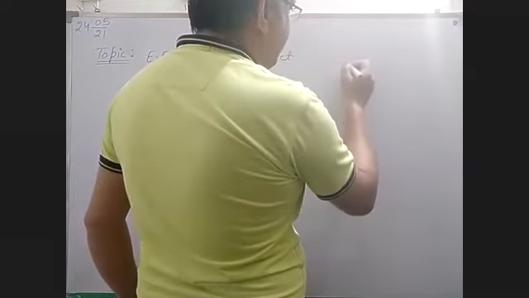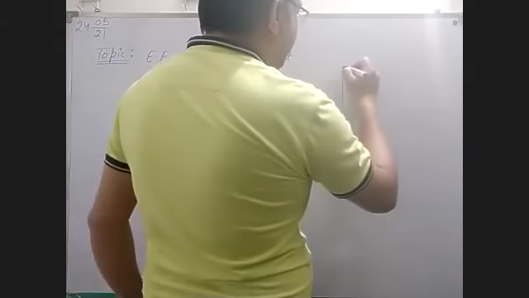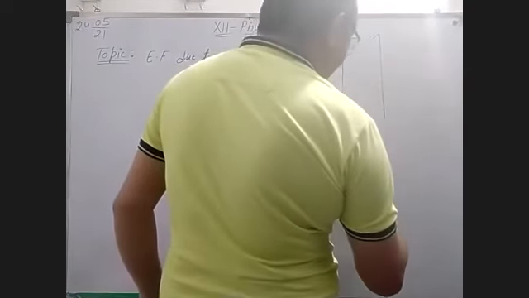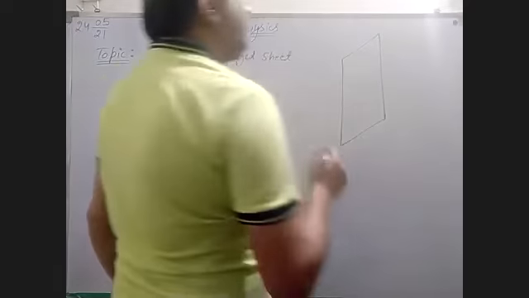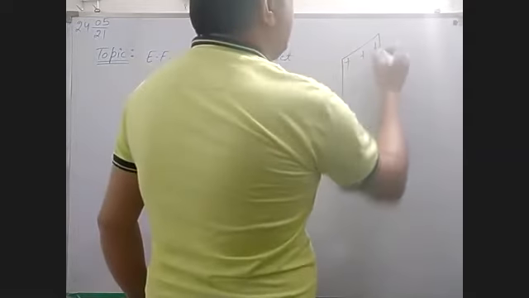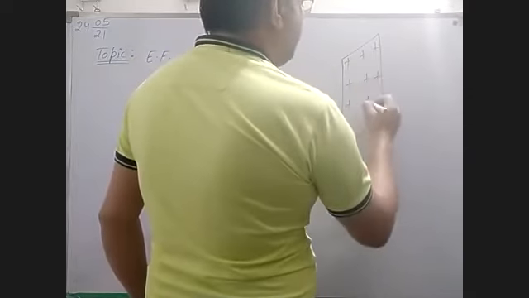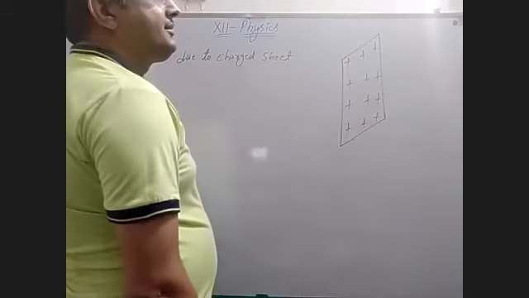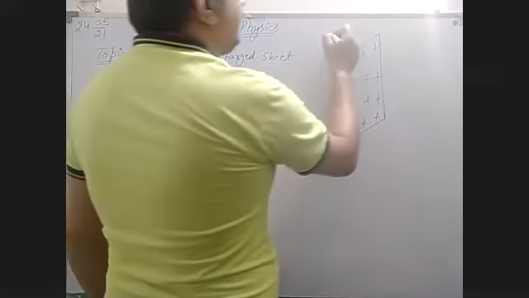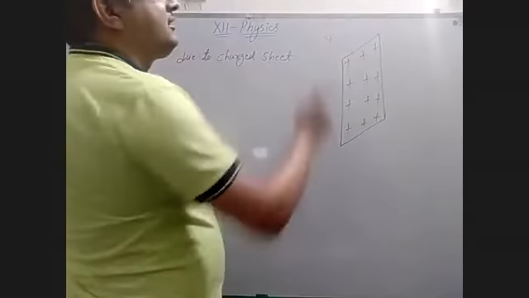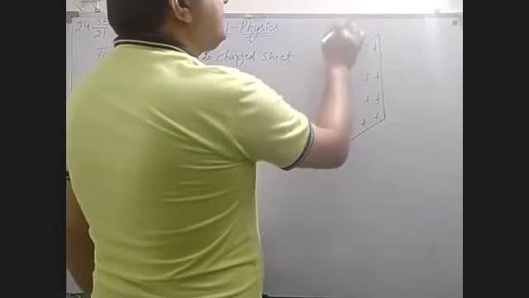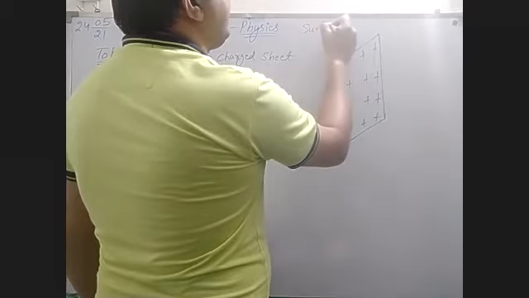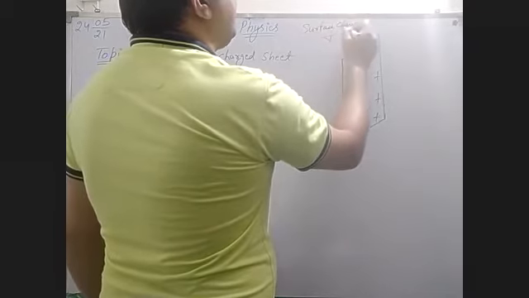Let us suppose you have a sheet, a charge sheet, like this. Suppose it has positive charge, okay? And let us take one thing more here. This is sigma. Sigma is surface charge density.